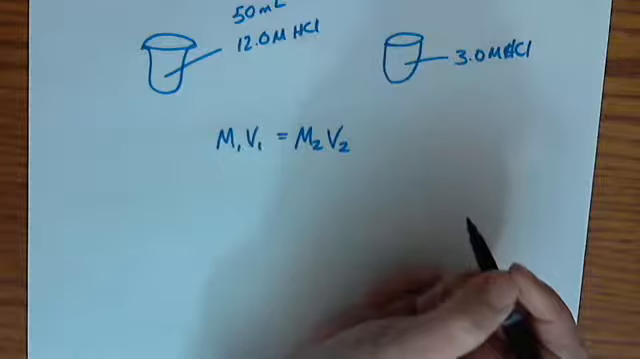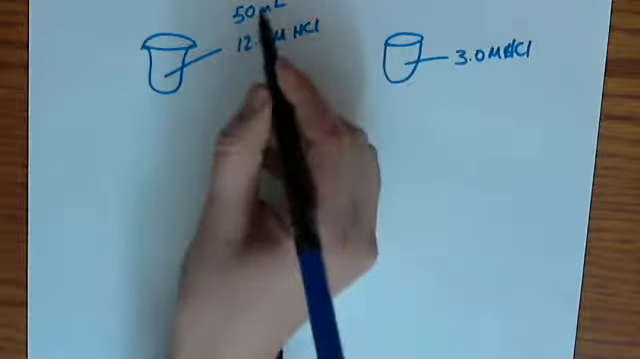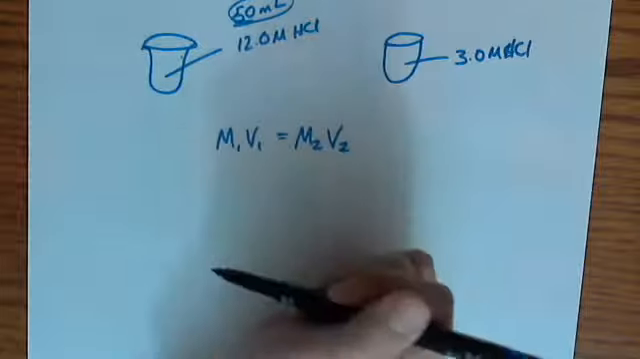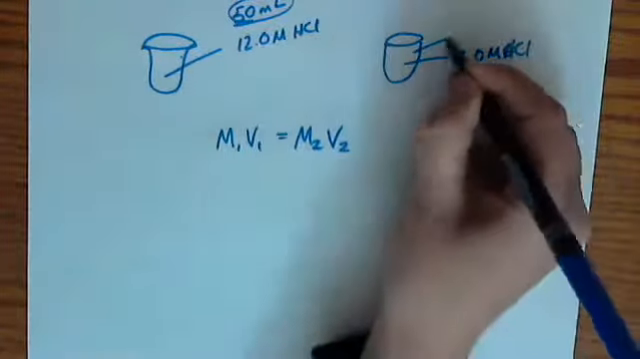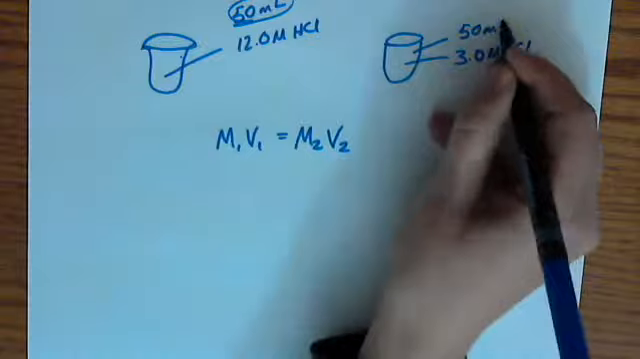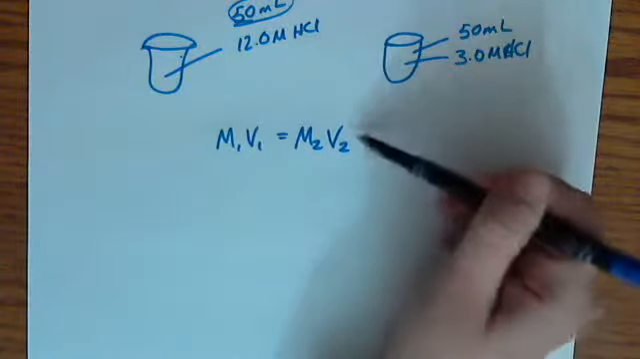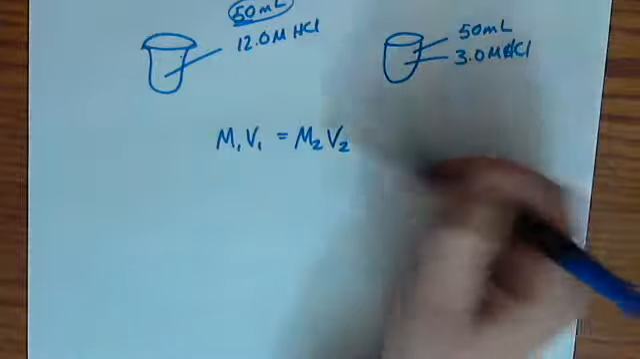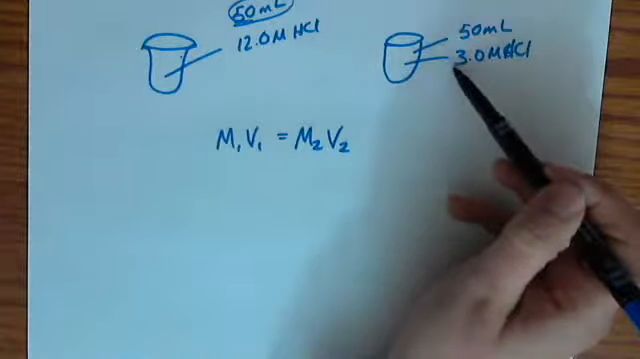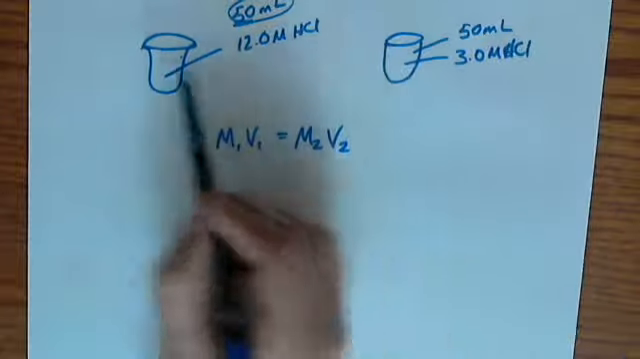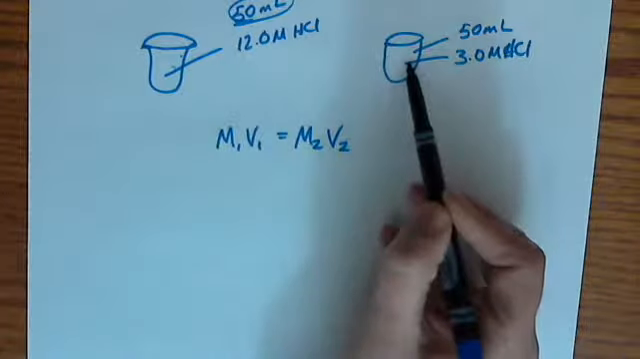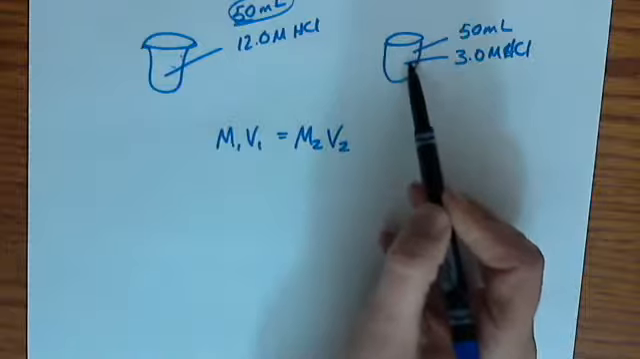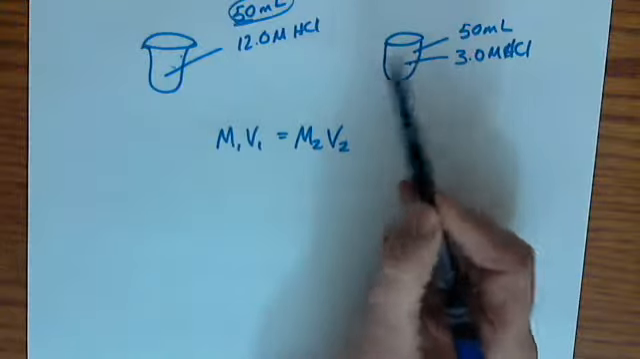Okay, so how do we do that? We have 50 milliliters, but we don't need to use all 50 milliliters. That's just the total that we have. If we want to make 50 milliliters here, our volume is going to be 50 milliliters, and our concentration, our molarity, is going to be 3 molar. How much of this are we going to need to put in here and then dilute it up to 50 milliliters in order to get the concentration that we want?